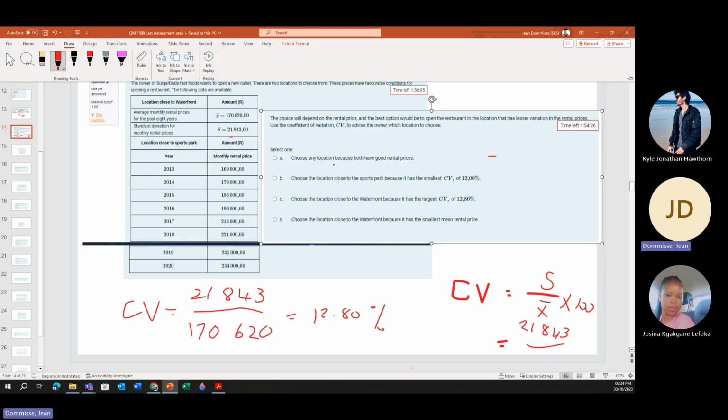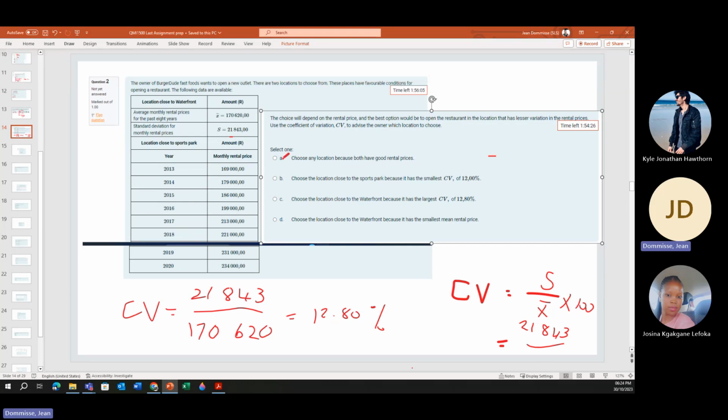Use any location because both have good rental prices. That's not it. Choose the location close to the sports park. It has the smallest. Okay, so C would have been the correct answer.